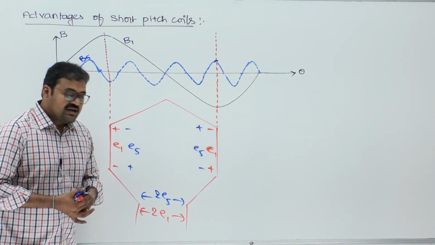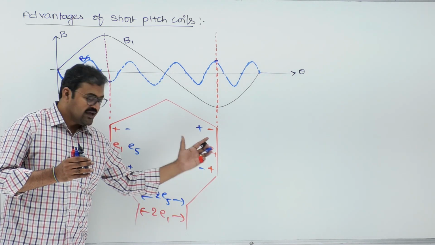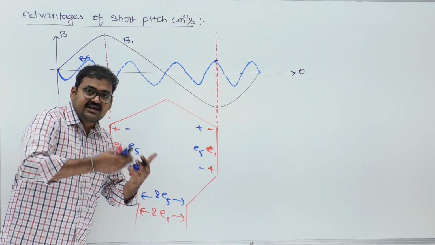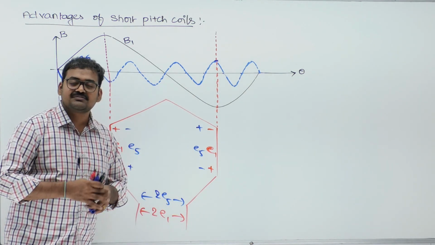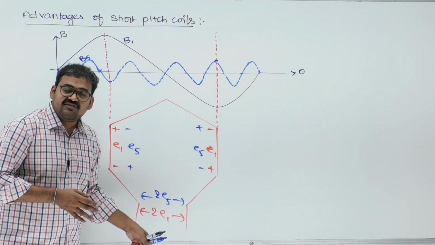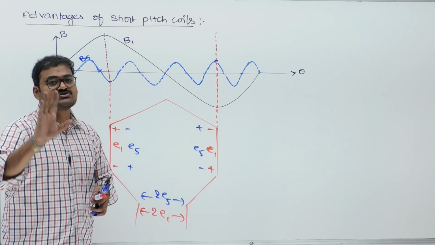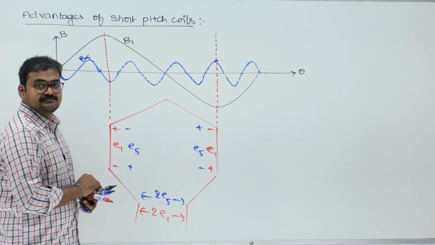That means you tell me, when I consider a full pitch coil, I hope you are listening very carefully. When I consider a full pitch coil, fundamental voltages are aiding. At the same time, fifth harmonic voltages are also aiding. When fundamental voltage and fifth harmonic voltage are both present, the resultant voltage is definitely non-sinusoidal in nature. This is the disadvantage of a full pitch coil.